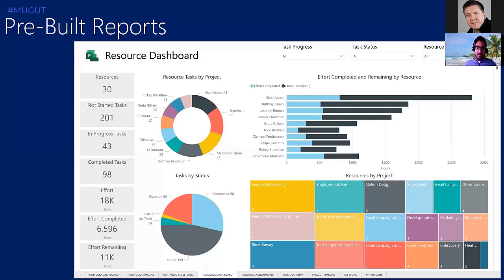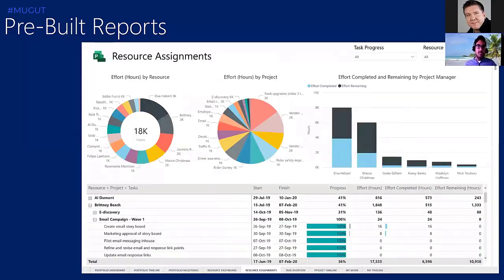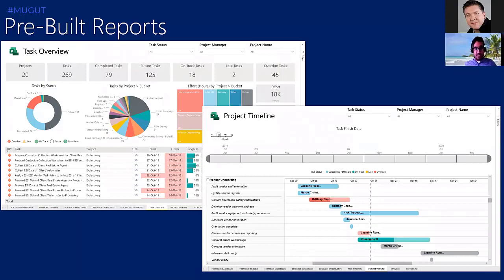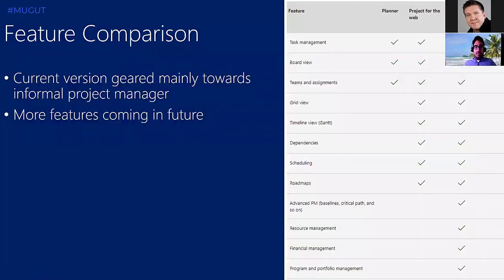Okay, so moving on: resource dashboard, resource assignments, task overviews, and project timeline, which is interesting. So you get a timeline within project. One of the most popular views within Microsoft Project was this project timeline. Since you don't have that in Project for the web, you can get that directly from this Power BI pack. Okay, all right, I have only two more slides left. Any other questions I did not answer?